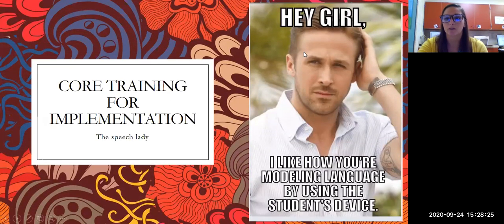So I'm going to be Ryan Gosling right now. Hey girl. I like how you are modeling language using your student's board or device.